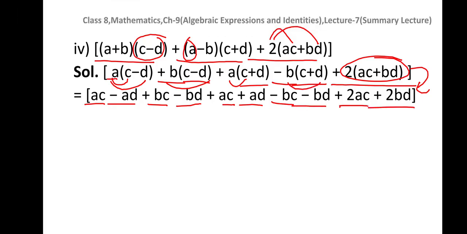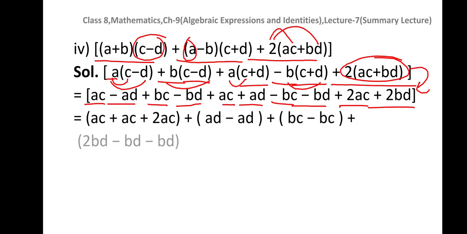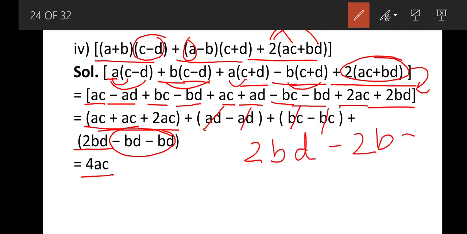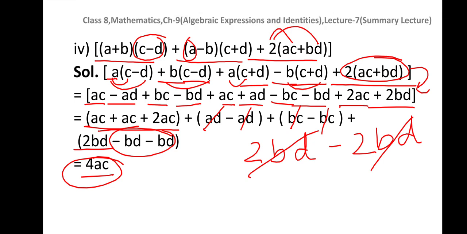Now I need to arrange the like terms. I have arranged the like terms and my answer will be 4AC. Let us see how. AC is present 2 times, AC plus AC plus 2AC, it will be 4AC. These two are of opposite signs, so they will get cancelled out. These two are also of opposite signs, and get cancelled out. Now 2BD and this will give you minus 2BD. So 2BD minus 2BD are of opposite signs, so they will also get cancelled out and your answer will be 4AC. So if you do it step by step, you will be able to get the correct answer.